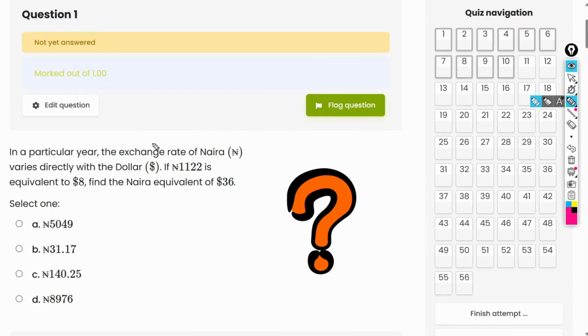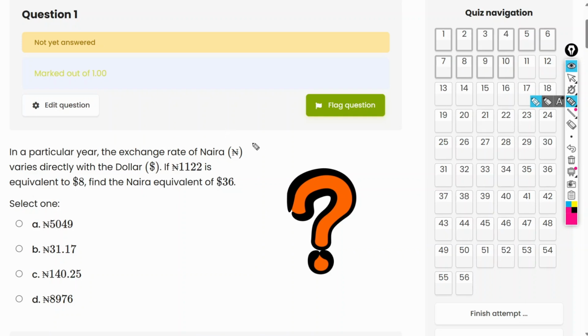In this video, we're solving all the problems on variation. So we'll be covering all the types of variation. We'll be covering direct variation, inverse variation, partial variation, and joint variation.